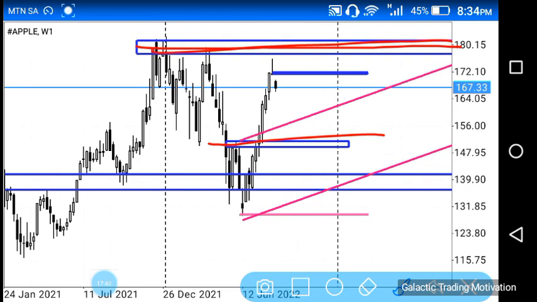So in conclusion, as I said, as much as I said that we should look for possible selling opportunities at that point, it's probably best to wait for price to get to this level or this level, and then that's where we should make our buying and or selling decisions.